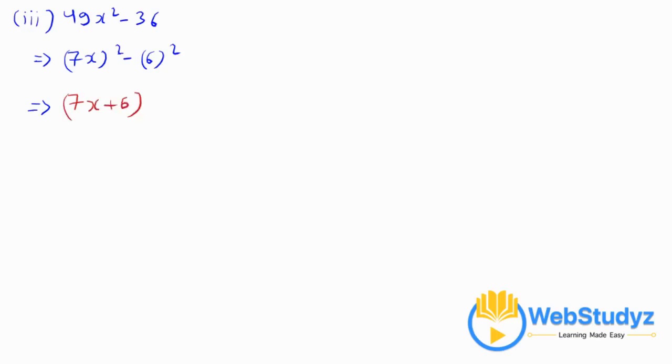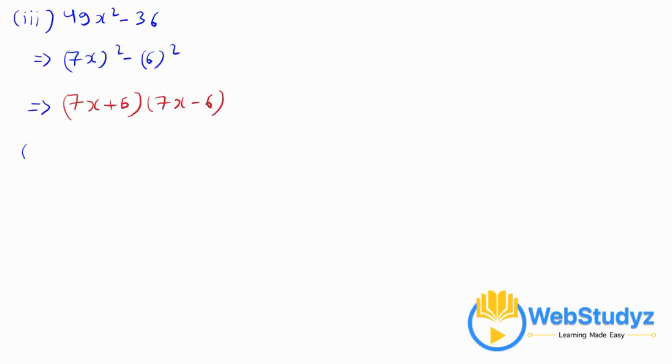Now move on to the third one, that is 49x square minus 36. We can write this as 7x whole square minus 6 square. So this is again making the identity of a square minus b square. So this will give us the factors as 7x plus 6 into 7x minus 6.